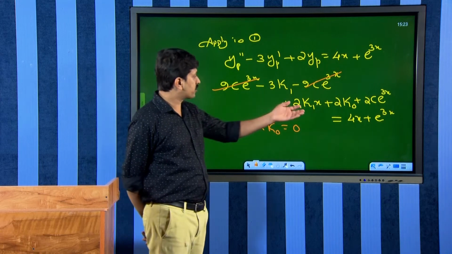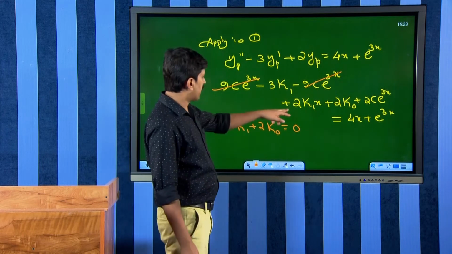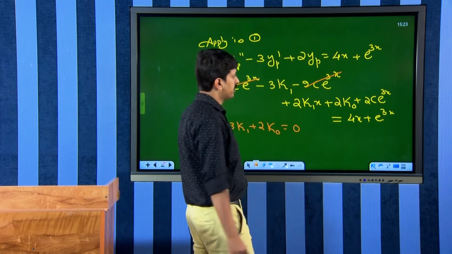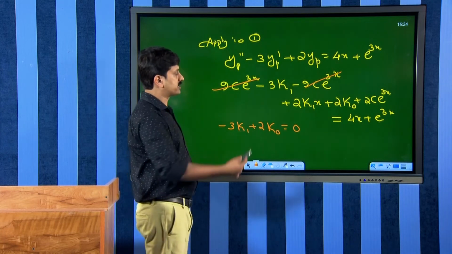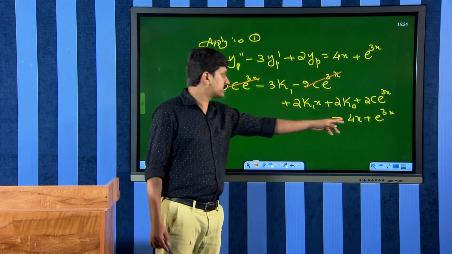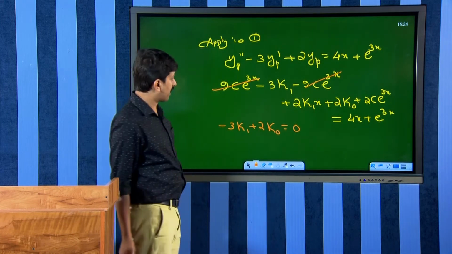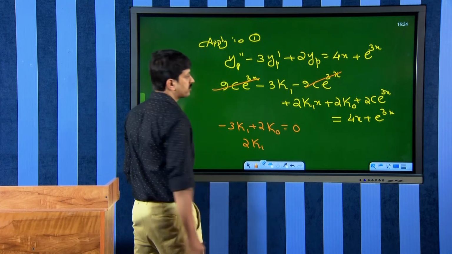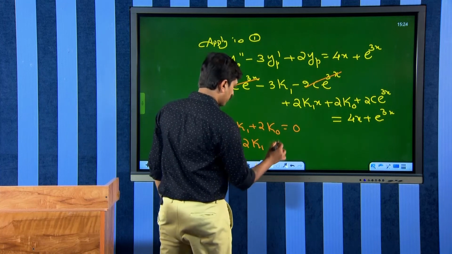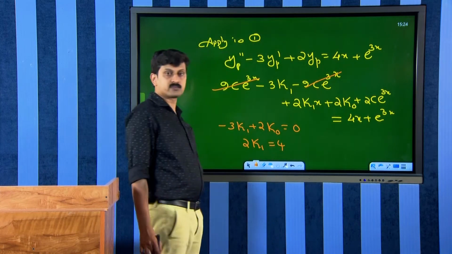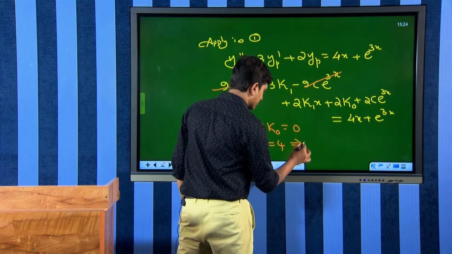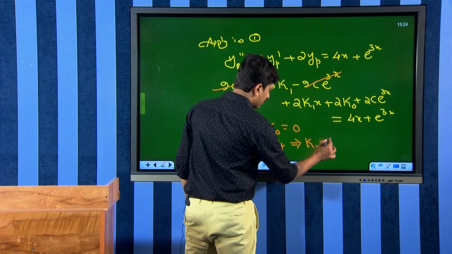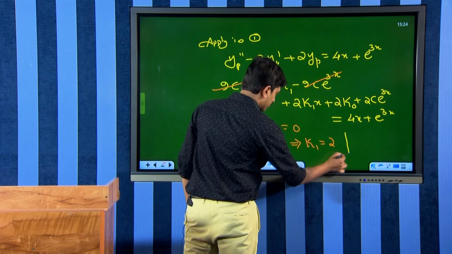Compare the coefficients of x. We will have 2k1 of x is equal to 4x. Only the term containing x, 2k1 x, is in the LHS, and 4x is in the RHS. So the coefficient of x gives 2k1 is equal to 4. This implies k1 is equal to 4 by 2, that is 2. We found k1 is equal to 2.